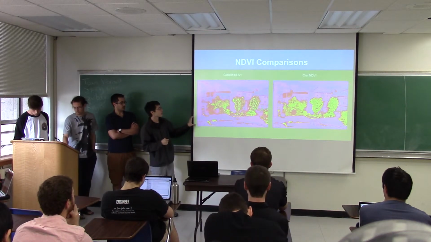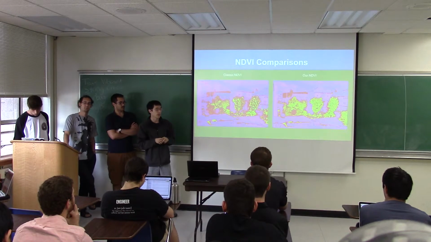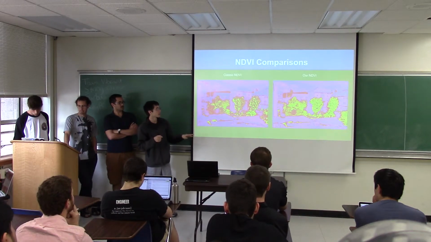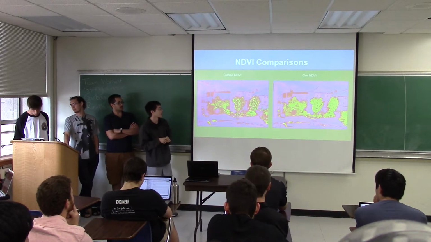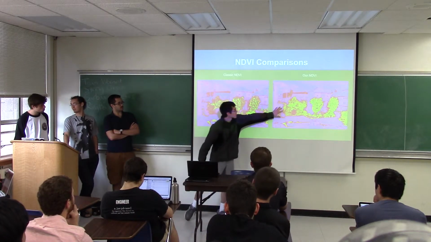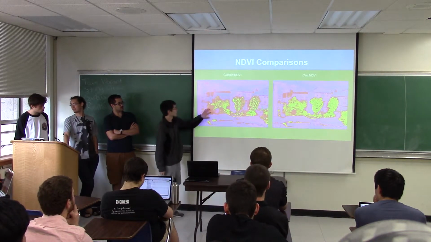The classic implementation just uses either blue or red, plus the green channel and the near-infrared channel, whereas ours uses all three color channels and the near-infrared channel, which produces much more accurate results. As you can see, it's detecting the plants much more easily than this one does.